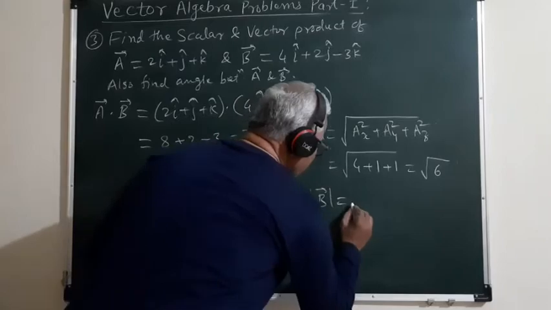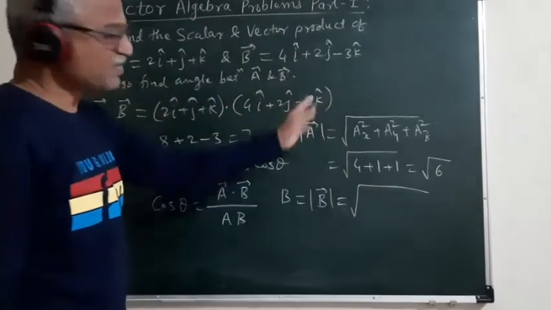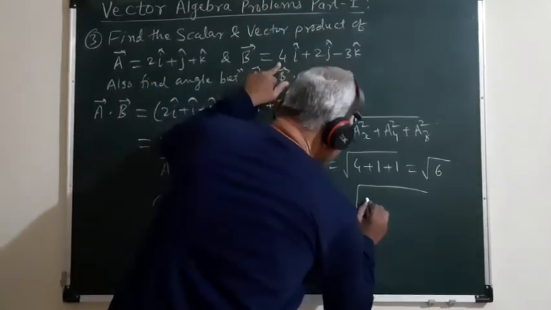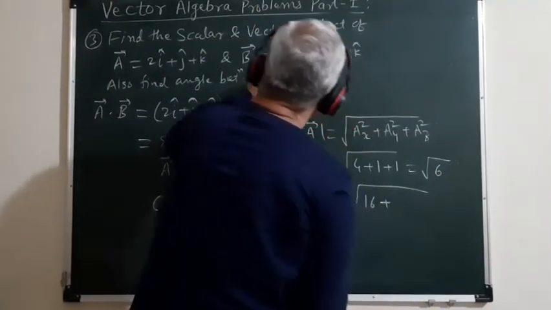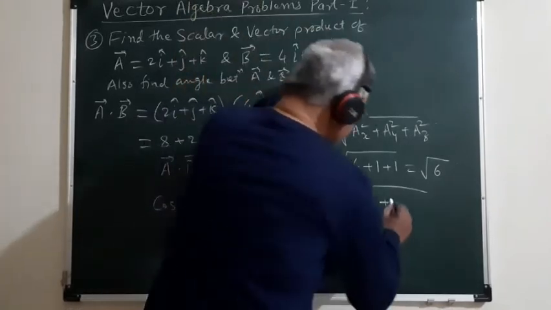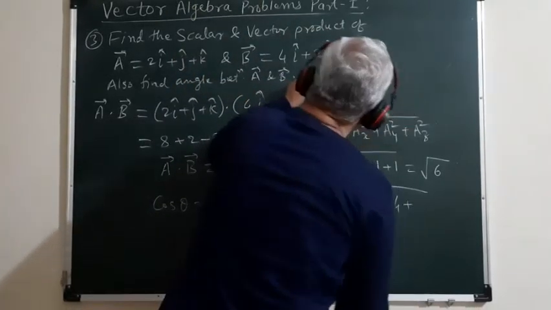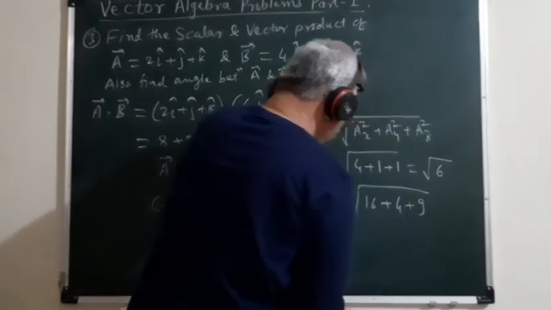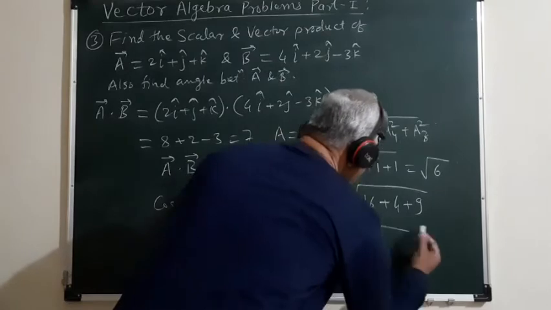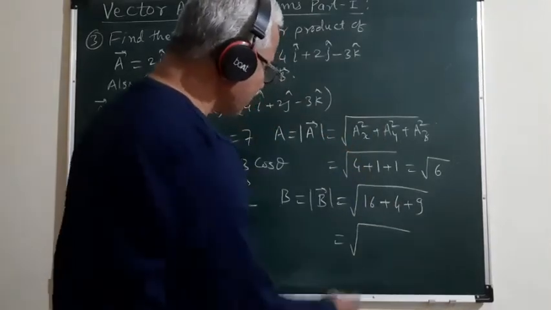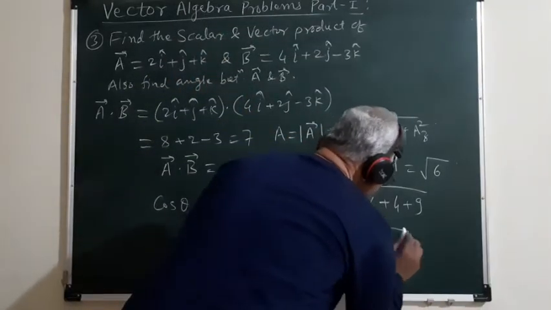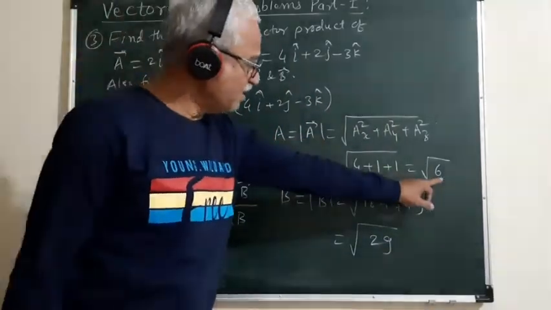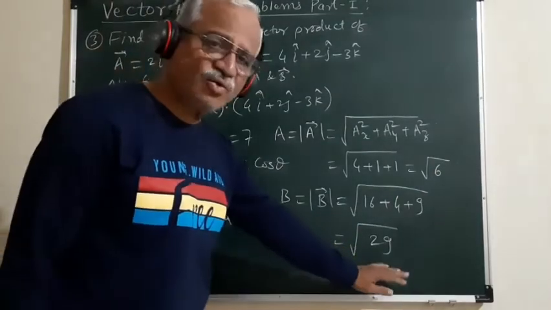Mod B bar is equal to the square root of bx squared plus by squared plus bz squared. So bx is 4, so its square is 16. By is 2, its square is 4. And bz is minus 3, its square is plus 9. So this works out to 16 plus 4 is 20, 20 plus 9 is 29. So it is root 29. So mod A is root 6, mod B is root 29.